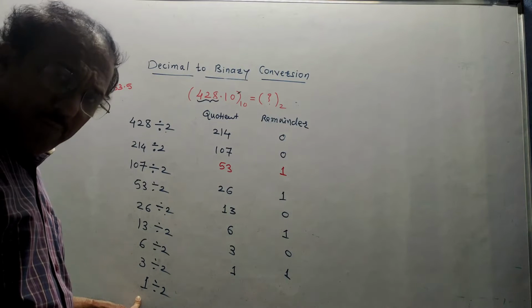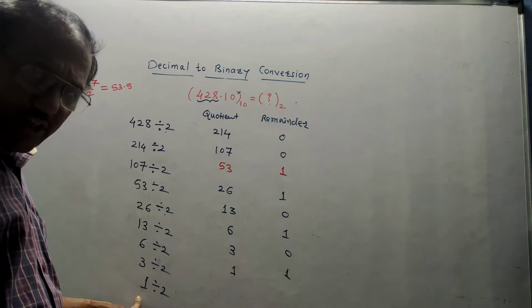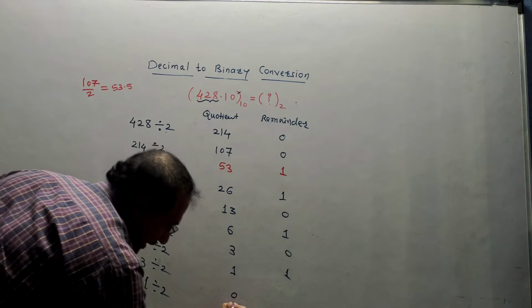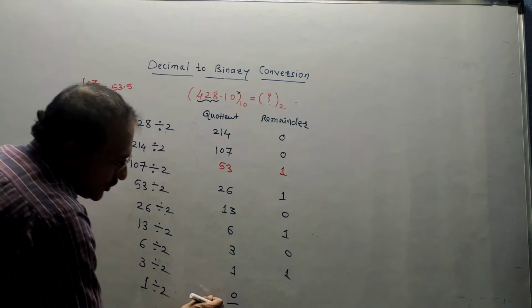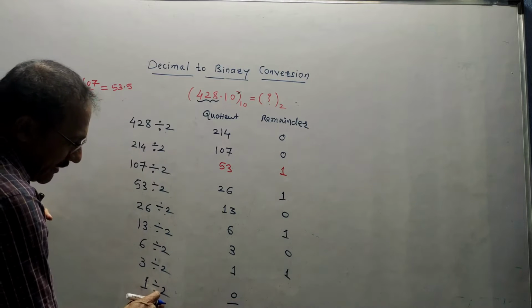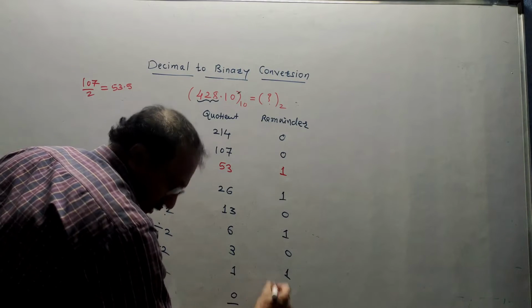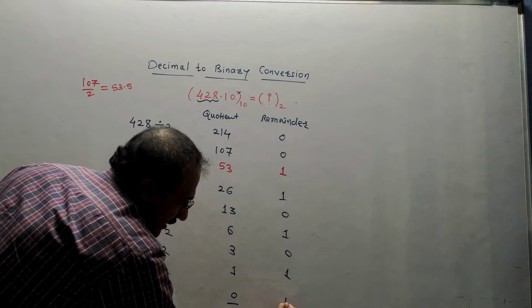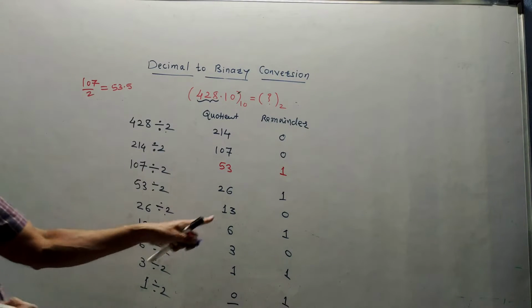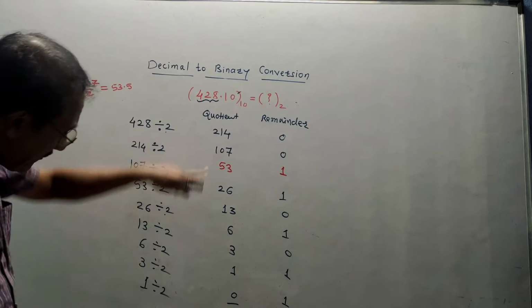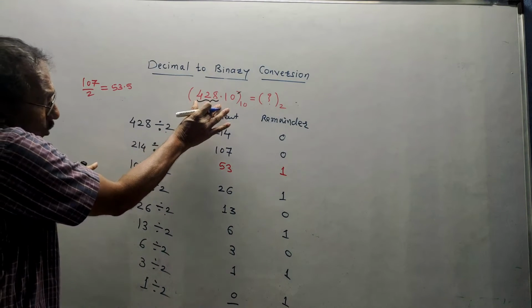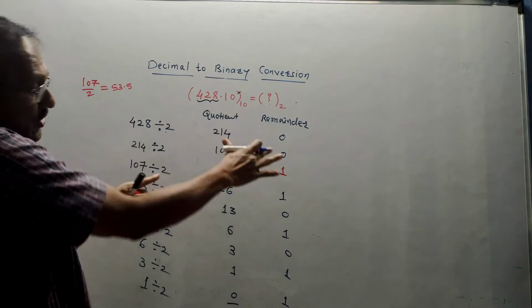Now consider this number, 1 divided by 2. Actually, this is not a perfect division. On the calculator you get the answer 0.5. So the quotient is 0. You can mark a dash over here if you get quotient 0. And since the remainder is 0.5, the number after the decimal point is 5, so the remainder is 1. That means 0.5 into 2 is 1. So that's it. Up to this step, I have done the calculation. Do remember, I have considered only the integer part.